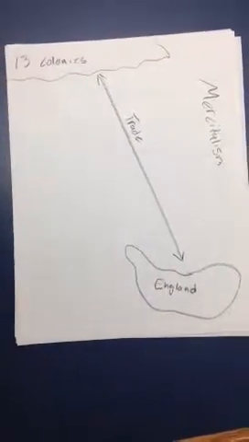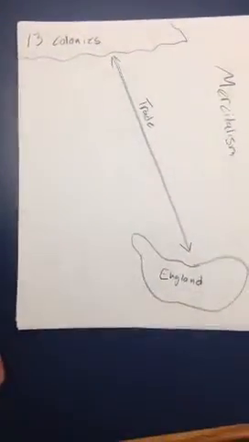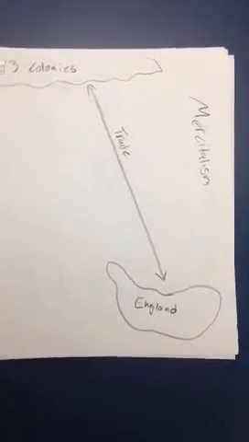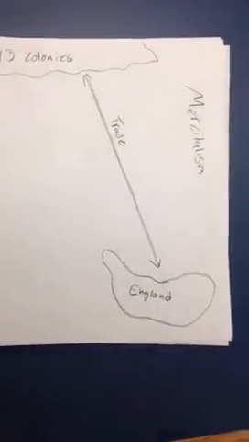Mercantilism was where England could only trade with the colonies, or England made it so that the colonies could only trade with England, so England could name their own prices.